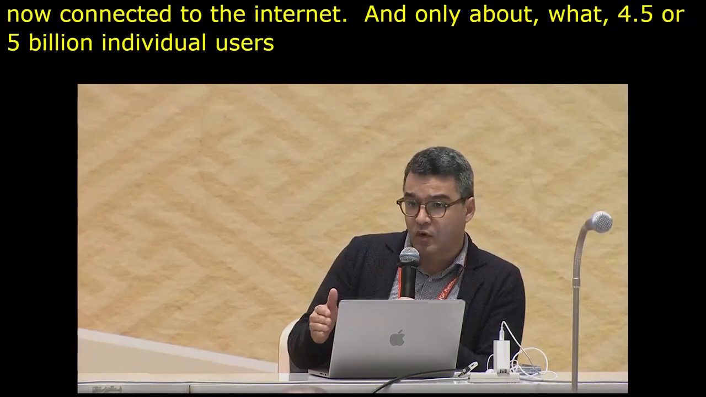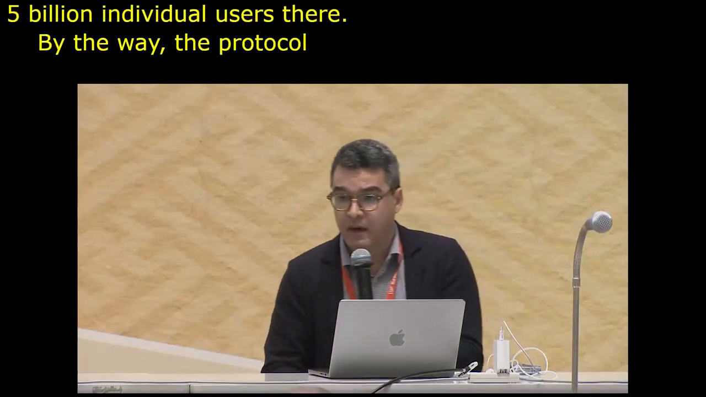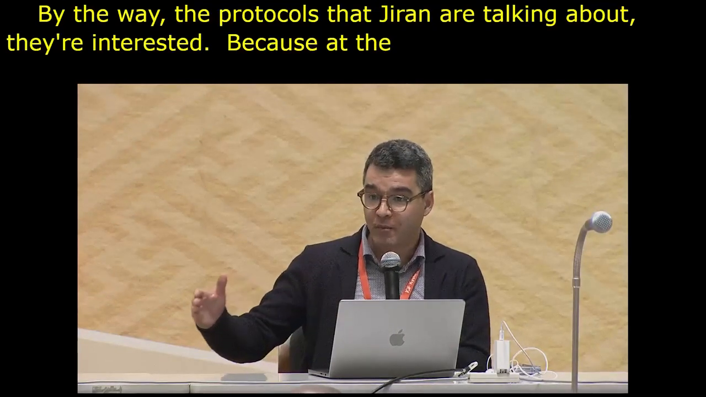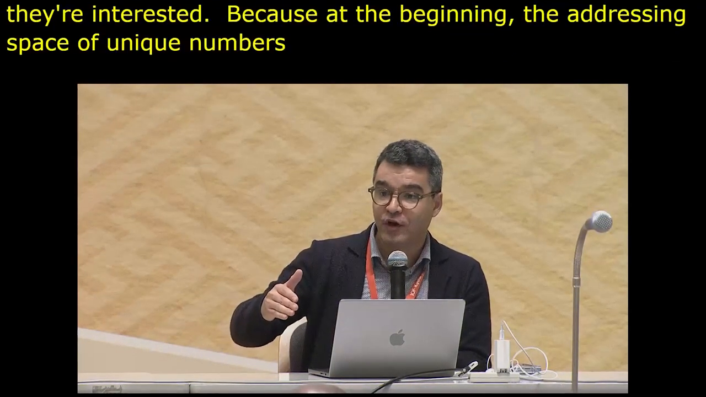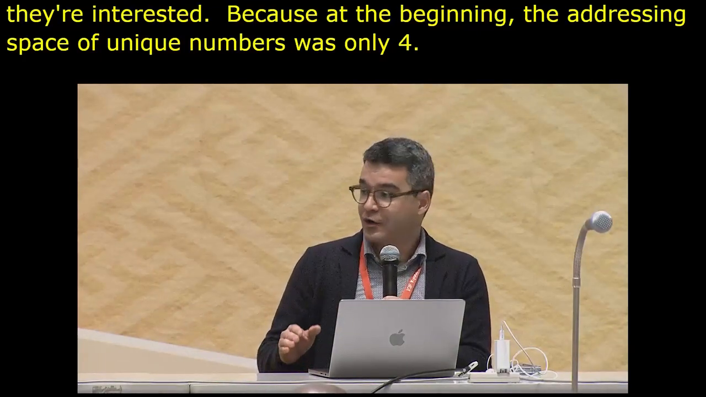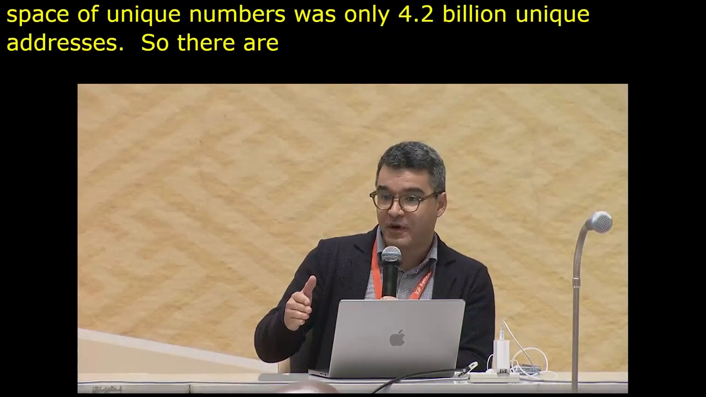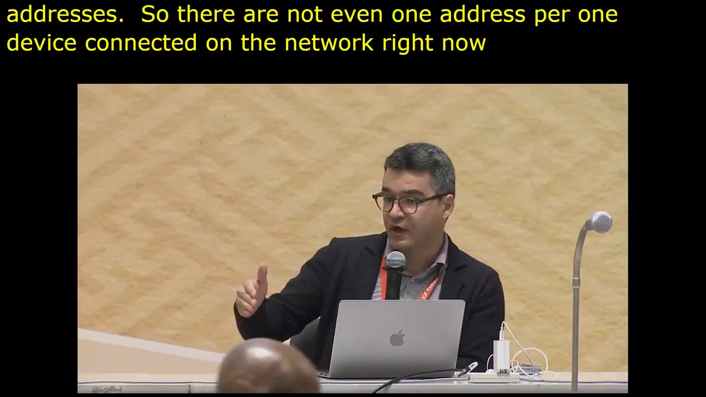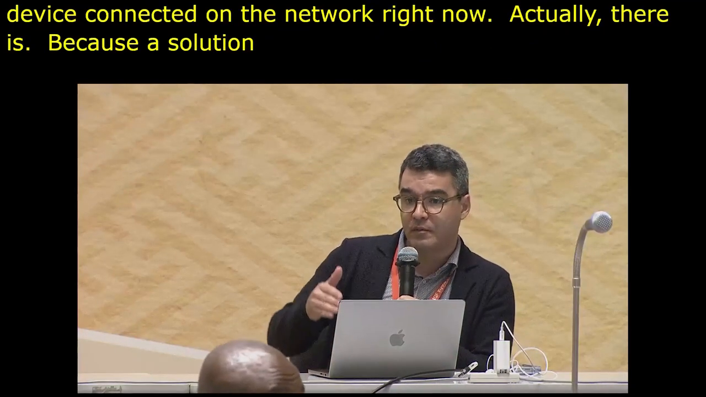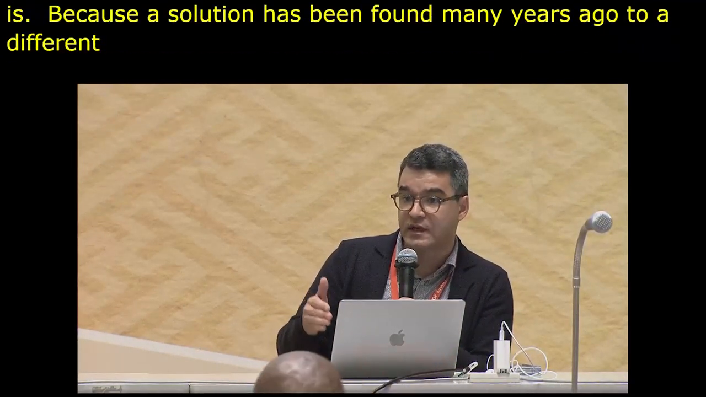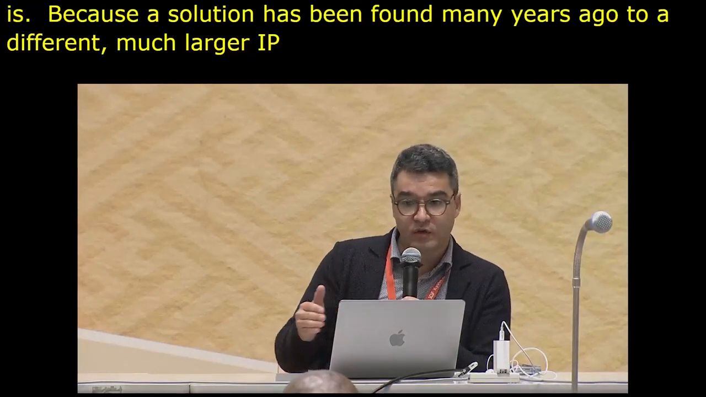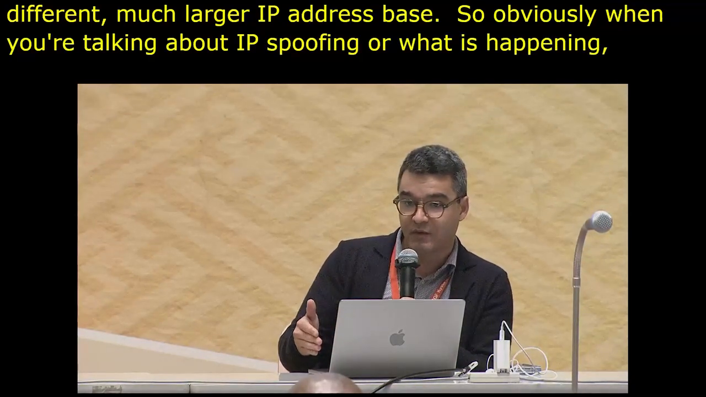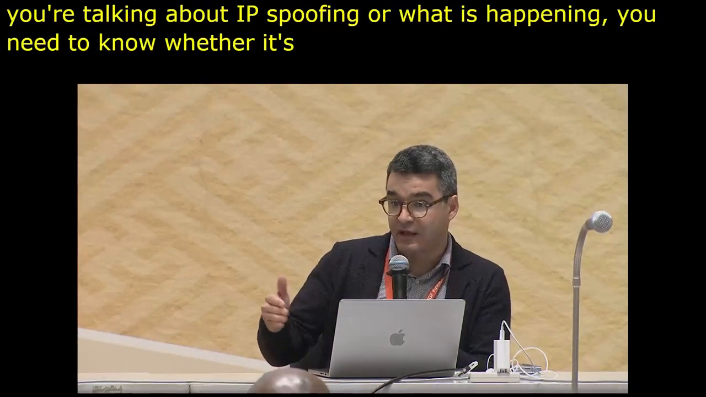And by the way, the protocols that Jaron was talking about are very interesting, because at the beginning, the addressing space of unique numbers was only 4.2 billion unique addresses. So there is not even one address per device connected on the network right now. Well, actually there is, because a solution was found many years ago in a much larger IP address space, which is IPv6. So obviously, when you are talking about IP spoofing or what is happening, you need to know whether it is IPv4 or IPv6, and how it is being done.